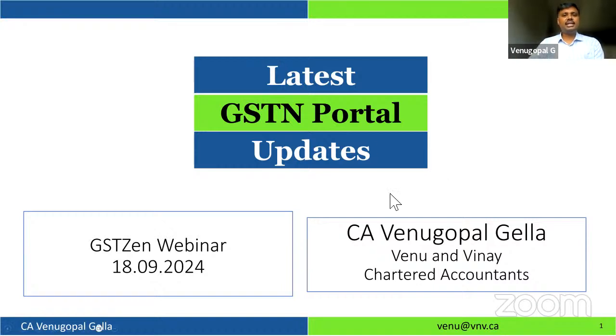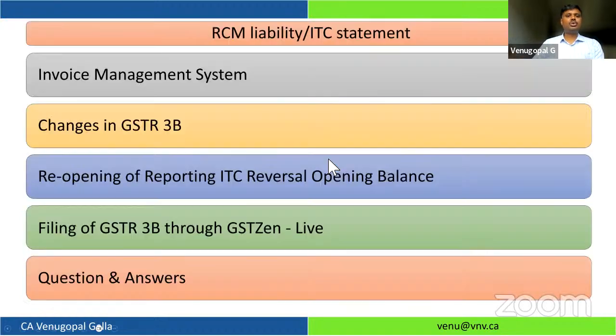Let's start this session. The agenda for today's discussion is RCM liability, invoice management system, the changes that are happening in 3B, and the electronic recredit and reversal statement, opening balance restatement. We will also see filing of GSTR 3B through GSTZen, a live demo by Manisha, and the Q&A. Feel free to put any questions that you have in the chat box.